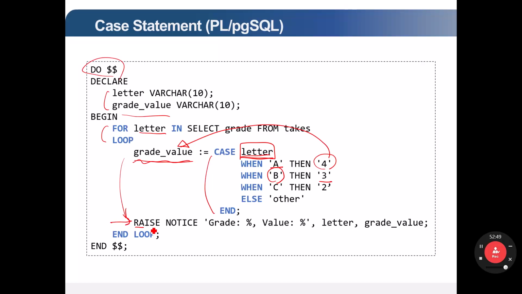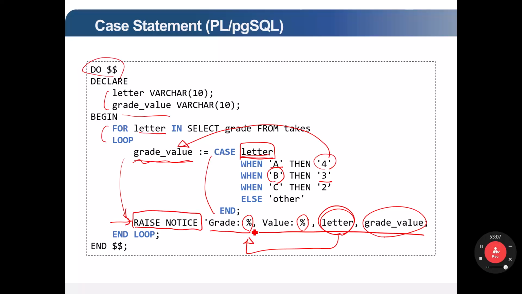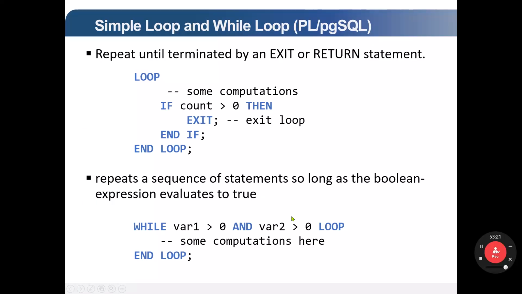After that, we call the raise notice statement to print out the following values. What is the percentage symbol? When you have two percentage symbols, two variables should follow. So the value of this letter will be shown in the position where we have a percentage symbol, and grade value will be shown right at this position. Okay, that is how we use the case statement.